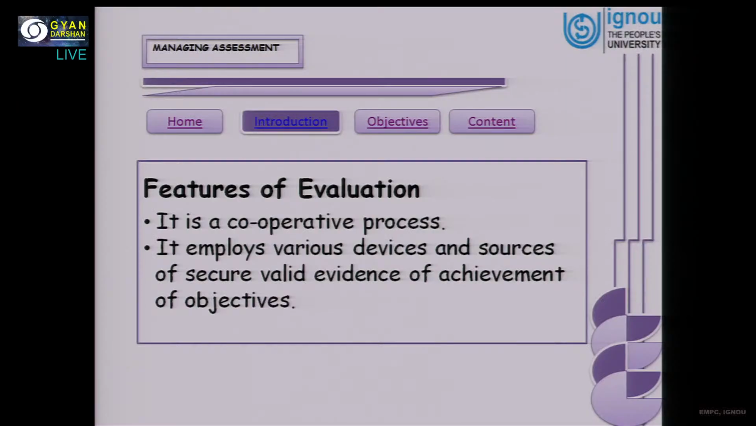The assessment is done by the teacher, and when it comes to the group assessment, the group activity, we can see the group assessment taking place, then the peer assessment will be there and the self-assessment will be there. Then we can see that it employs various devices and sources of secure, valid evidence of achievement of objectives. So different types of devices can be adopted in the process of assessment.